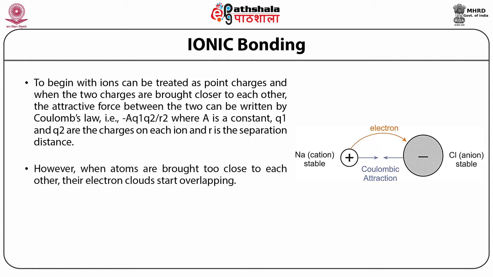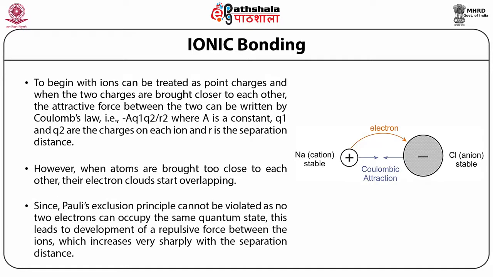However, when the atoms are brought too close to each other, their electron clouds start overlapping. Since Pauli's exclusion principle cannot be violated, as no two electrons can occupy the same quantum state, this leads to the development of a repulsive force between the ions, which increases very sharply as the separation distance decreases. The repulsive energy is expressed as B divided by R to the power M, where B and M are constants which are determined empirically.